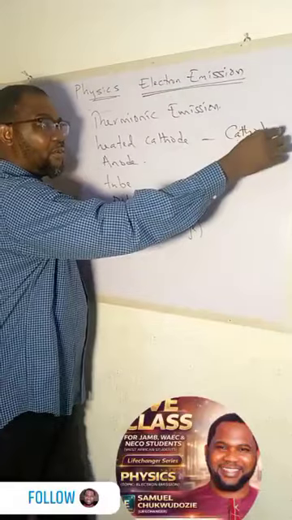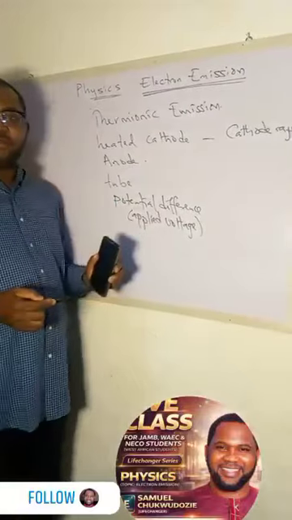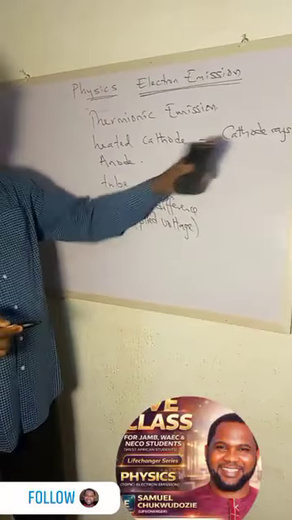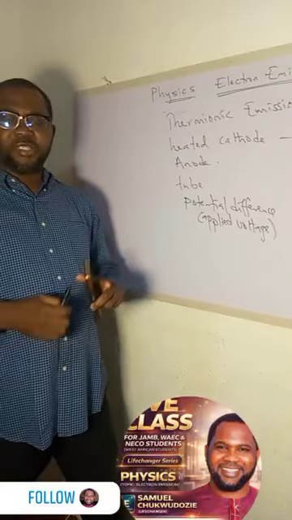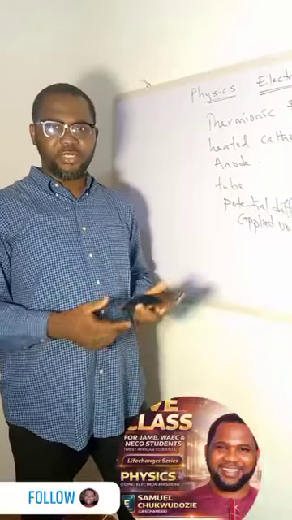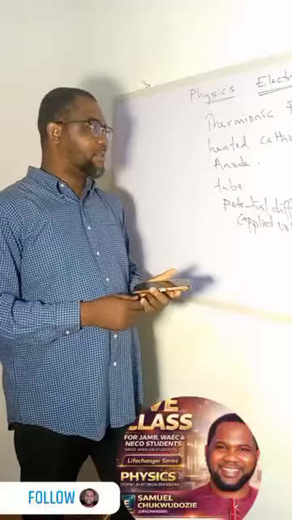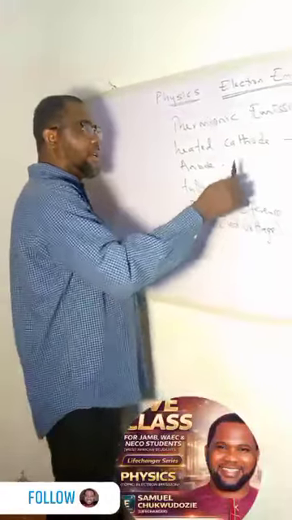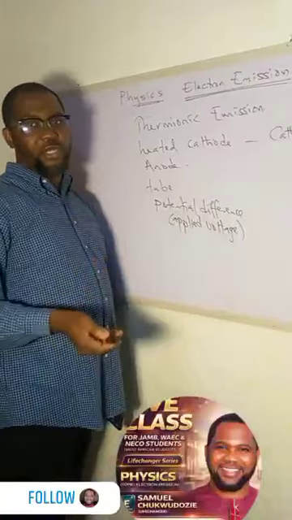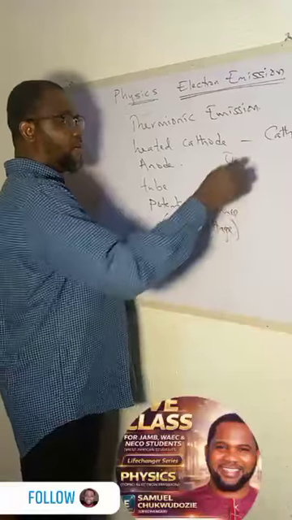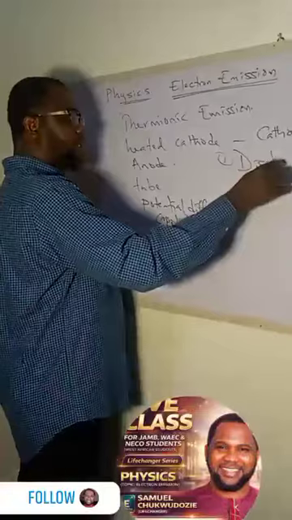Those electrons that are emitted from the cathode are what we call cathode rays. I know a lot of us should be familiar with this. So one of the things we are going to be studying here are cathode rays, the properties of cathode rays. What makes cathode rays cathode rays? I hope I am making sense. Then other things we are going to be looking at are applications of thermionic emission. One of them is the discharge tube.